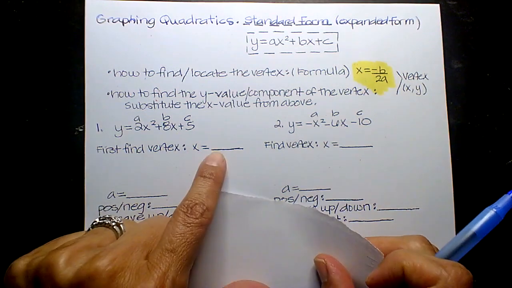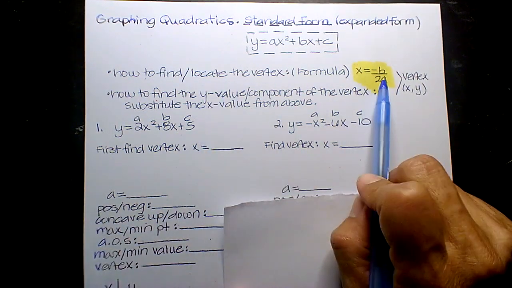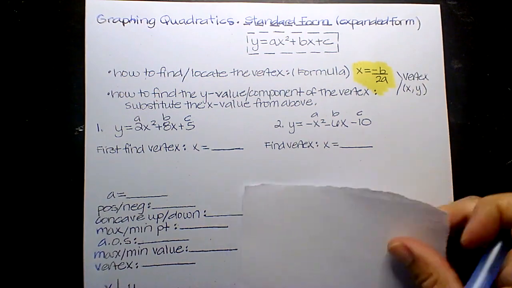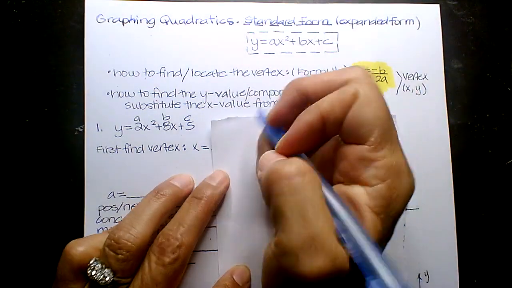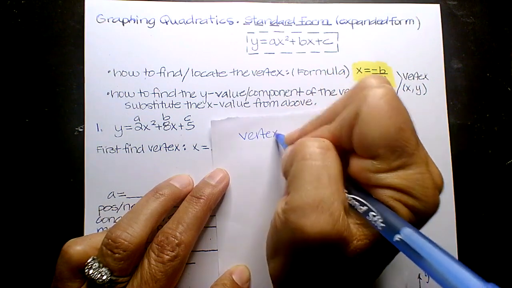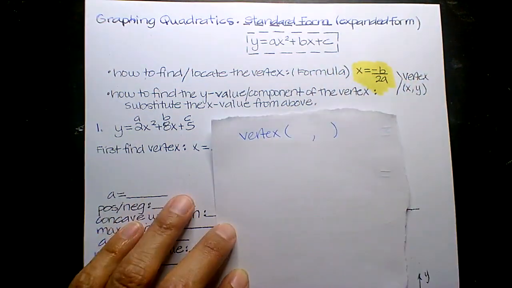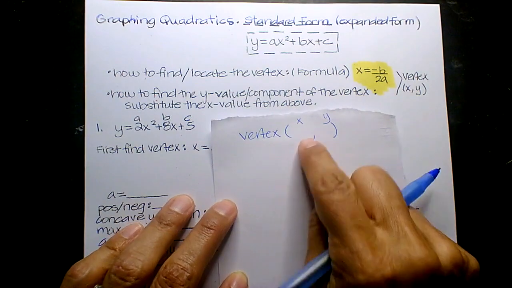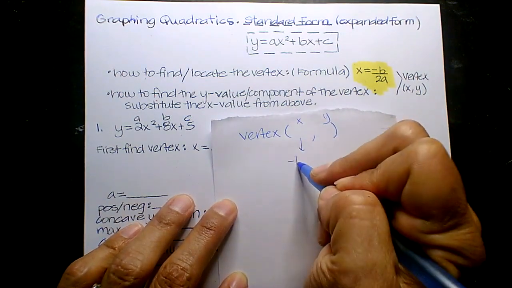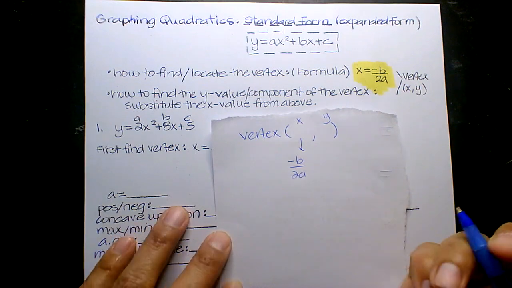So in that case, what's the value of x? It's at minus b over 2a. If I want to find your vertex, and this is your point, your x, y, how do I find this? It's that minus b over 2a calculation.